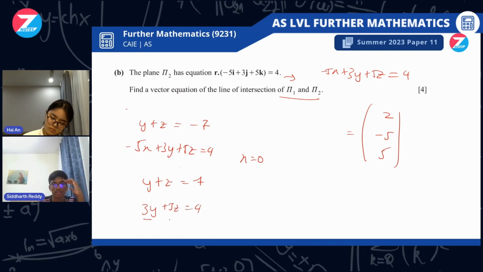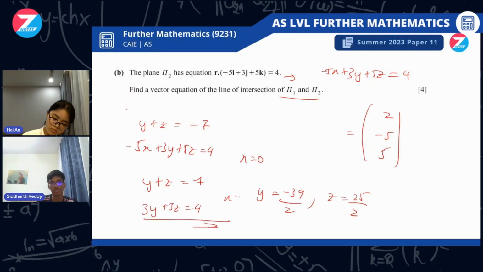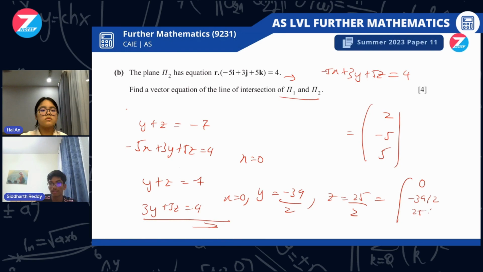After solving these equations, if you have these types of calculators, you can solve it directly. So we're solving it directly: 1, 1, minus 7, 3, 5, and 4. So we have y is equal to minus 39 by 2, z is equal to 25 by 2, and obviously x is equal to 0. So that's one point on the line. You can verify that this coordinate satisfies both equations. So the position vector is 0, minus 39 by 2, 25 by 2.